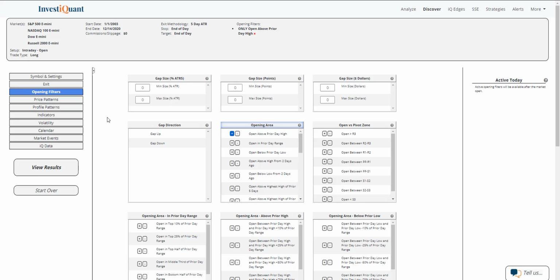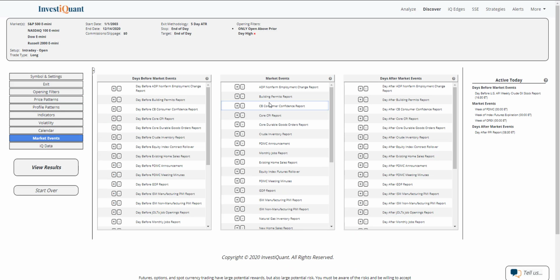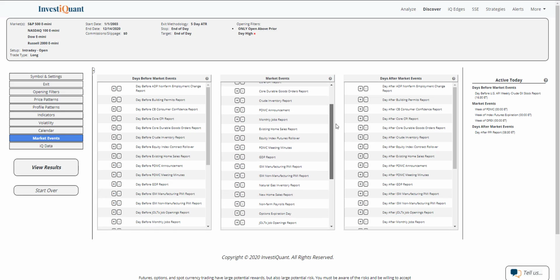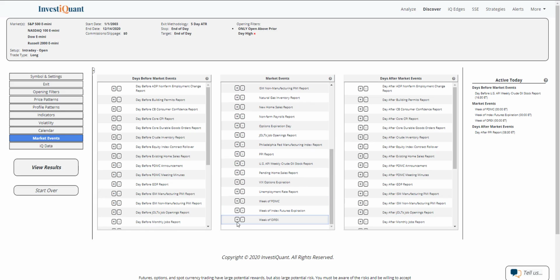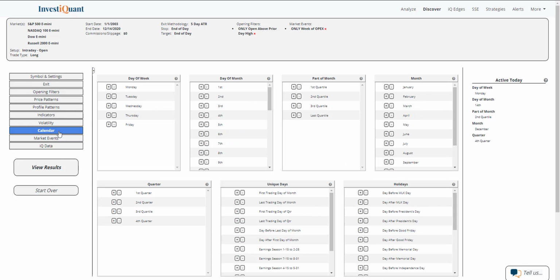And then I'm going to go into the market events section. I'm going to say that it is the week of options expiration day. That is the very bottom option here in the market events section. Then I'm going to go into calendar, and I've marked it's the week of options expiration day. So this is going to categorize all 5 days of the week. And then I'm going to specifically say it's Monday. So we're starting off the week with this gap up above the prior day high during this options expiration week.